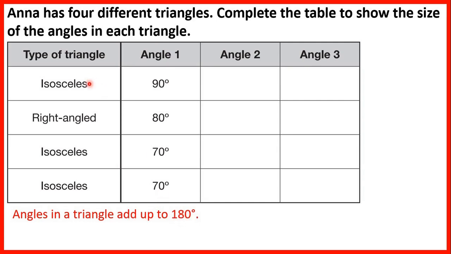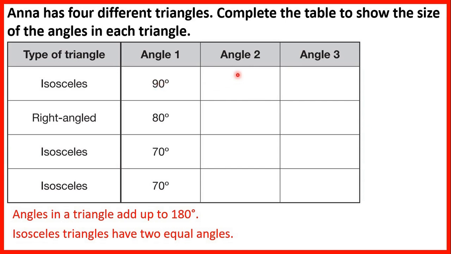So first, we need to find the angles in an isosceles triangle, and isosceles triangles have 2 equal angles. So we know that one of our angles is 90 degrees, but we can't have another angle of 90 because then our third angle would need to be 0, and we can't have an angle of 0 degrees in a triangle. So it must be angle 2 and angle 3 that are the same size.